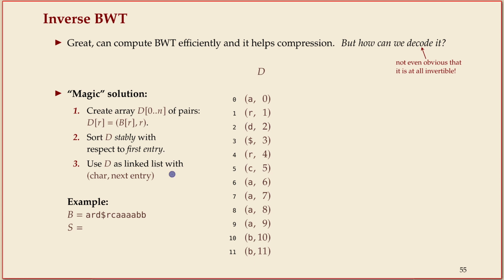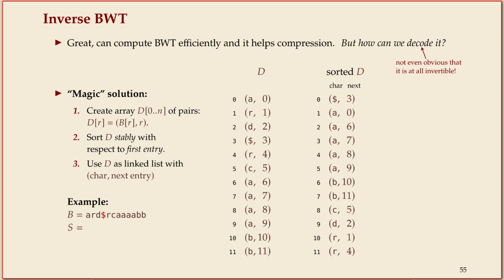And then the last step is maybe a bit less clear. So we use D as a kind of pointer representation for a linked list and just follow pointers. Let me show this in the example, then maybe it is a bit more clear. The sorting step, I guess, is clear. Also note the sorting step necessarily puts the $ in the first position because I said this is supposed to be smaller than all the other characters. So we definitely get this for free. We don't have to look for the $.